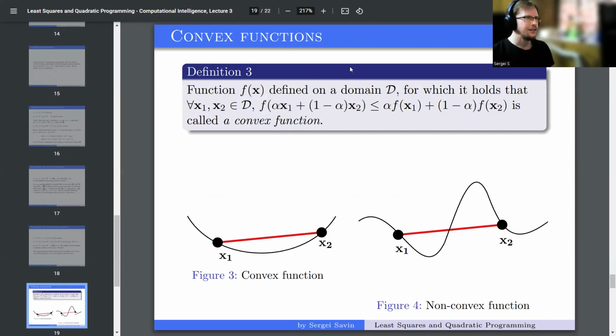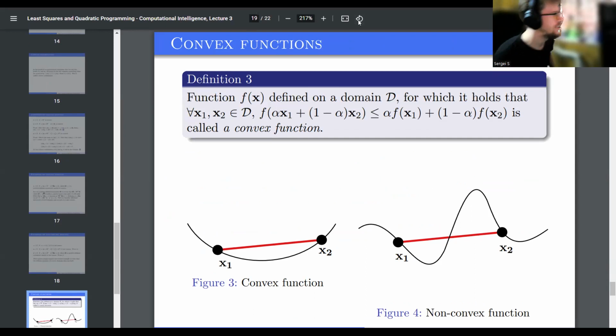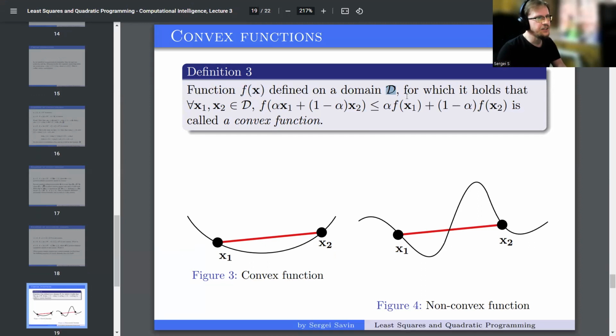Now, we need one more thing. We need a definition of what it means to be a convex function. Convex domains, we understood. Okay, good. Now we need one more thing, convex functions. A function is defined: so we have a function f of x defined on domain D. So now we have domains, we talk about them all the time. So a function is defined on domain D.